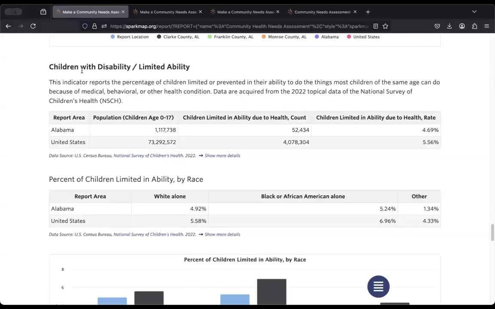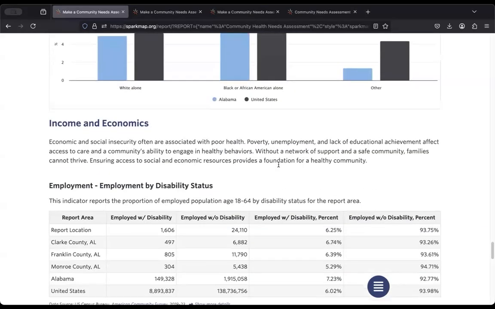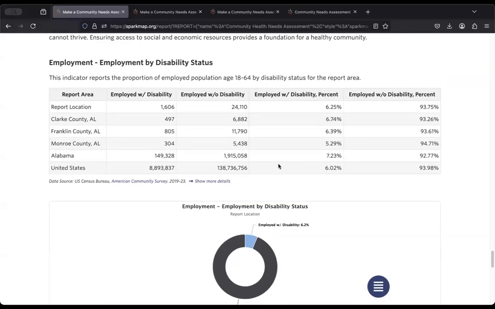One additional indicator that we have here is children. So we can see children with disabilities or limited abilities. These data are only available at the state level, so you can see that here, but I just wanted to point that out. And then we have employment by disability status. This is another way to look at folks that are in the community, whether they're employed or not. So we can see the breakouts here. We can see employed with a disability versus without, and then we get those percentages as well.